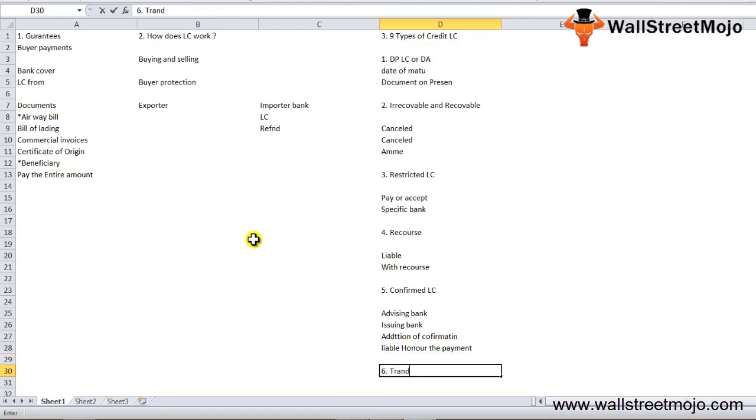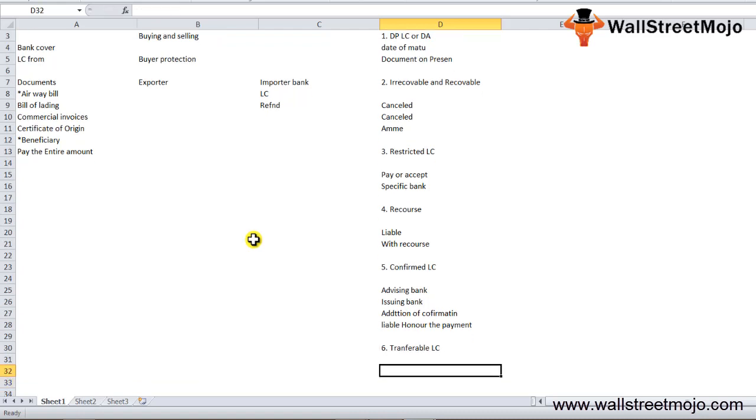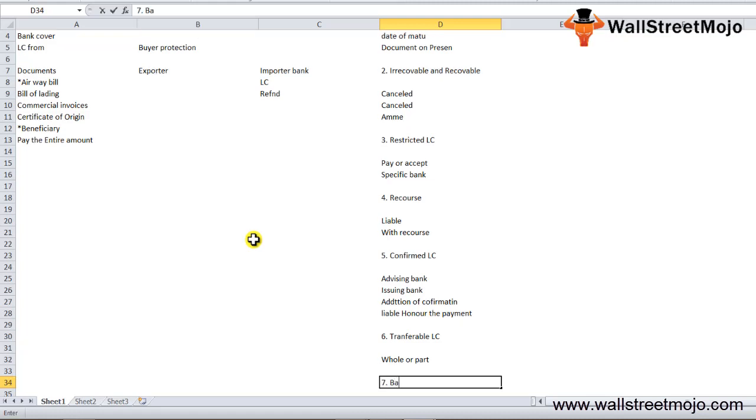Sixth is called transferable LC. It is a type of letter of credit which can be transferred by the beneficiary in whole or in part to a second beneficiary, which is usually a supplier or seller, and the second beneficiary cannot transfer it further to any other beneficiary.